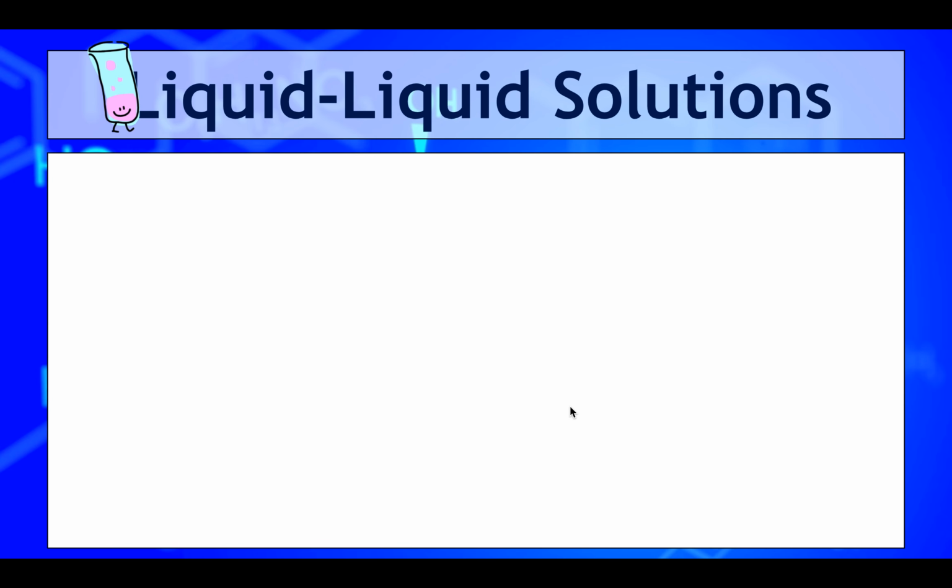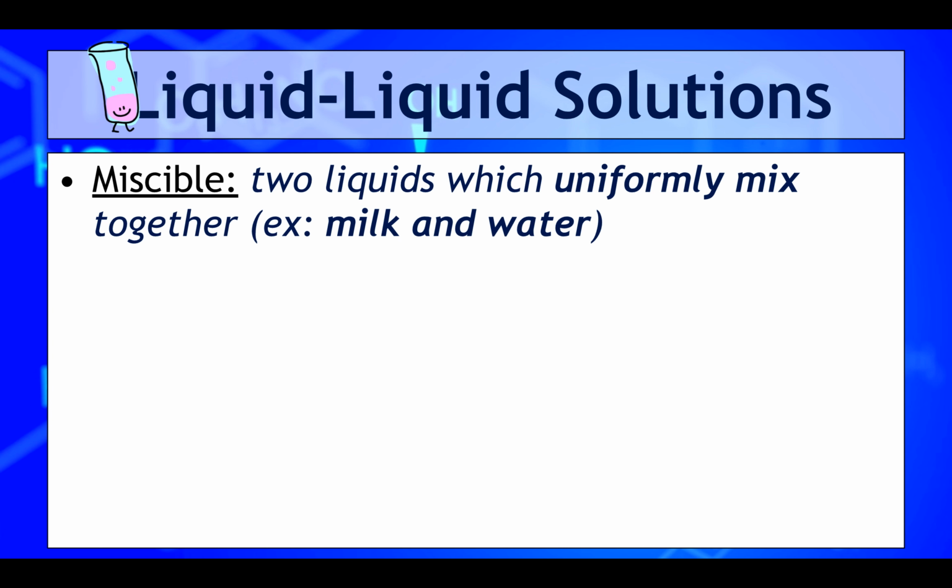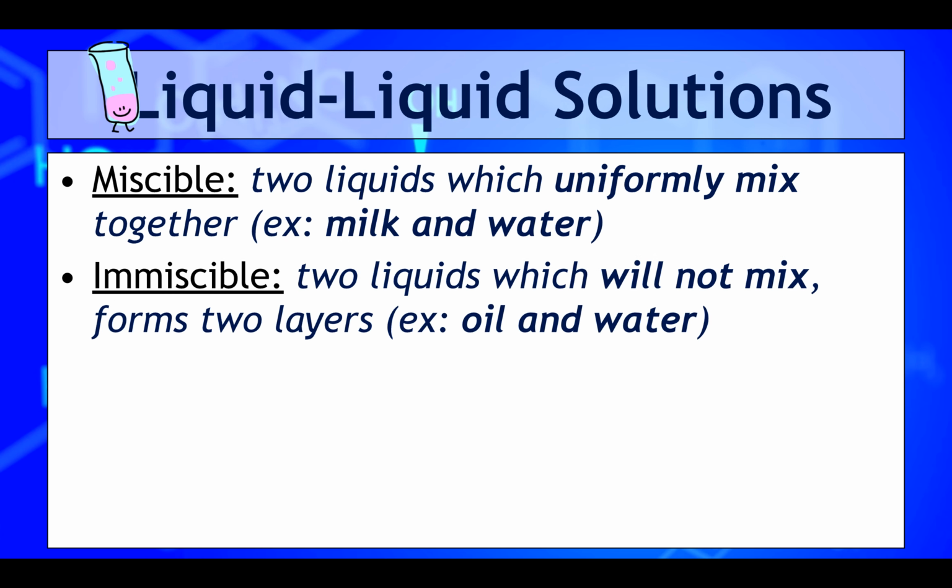Liquid to liquid solutions. Well, if two liquids will mix and mix uniformly, we would say that they're miscible. An example would be milk and water. They will blend together and they'll mix completely. Immiscible is when you have two liquids which will not mix, and they will form layers. An example of this would be oil and water, like you'd have in salad dressing.